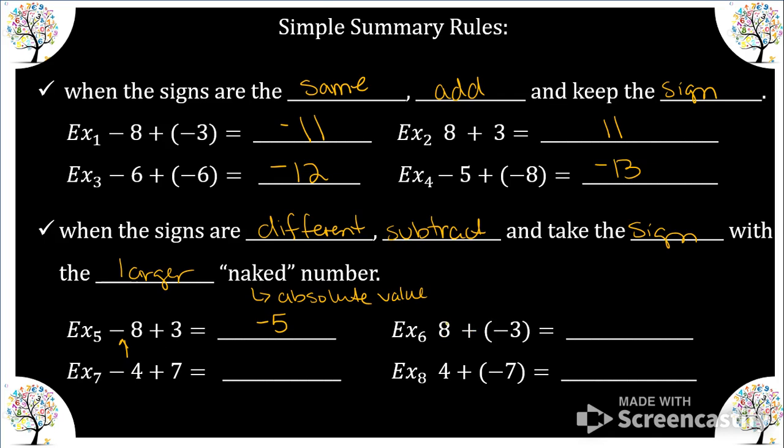8 plus negative 3, signs are different. Subtract. There are more positives, so our answer is positive. Negative 4 plus 7, signs are different. We subtract. There are more positives, so our answer is positive. 4 plus negative 7, signs are different. We subtract, and we take the sign of the one that we have more of, and there are more negatives, so our answer is negative 3.